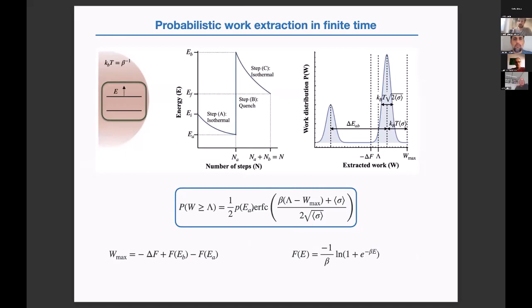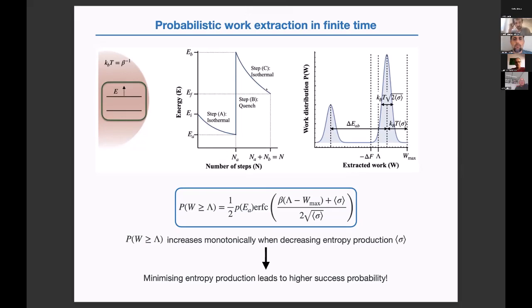And it's very easy to see that the probability of success is basically related to an error function. Now, in this error function, you have some parameters that depend on the boundary points that you choose, so initial and final energy, but also this quench in between. But now we also have a term that depends on the process, which is the entropy production that is happening in these parts of the process. Now, the crucial realization is that this probability of success increases monotonically when decreasing the entropy production. So this means that we can use all the tools that we know to minimize average entropy production to also maximize this term.